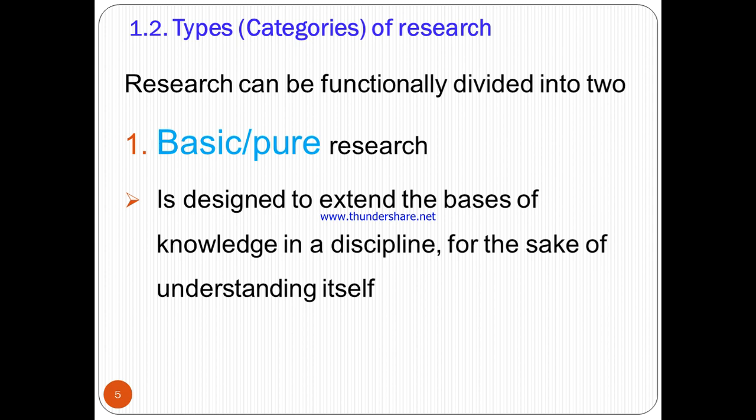Basic or pure research is designed to extend the base of knowledge in a discipline for the sake of understanding itself. It is a knowledge-oriented type of research. The second one is applied research. It is problem-oriented and directed towards a solution of existing problems. So applied research is more problem-oriented.